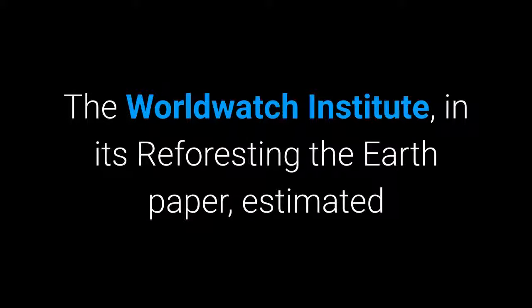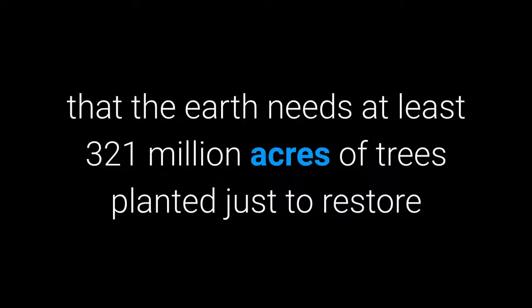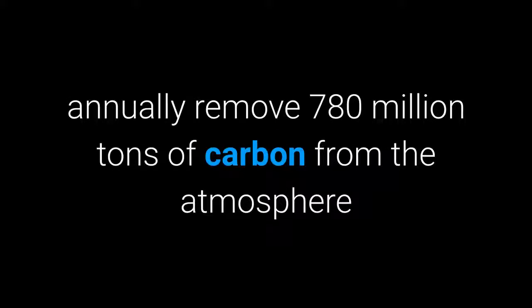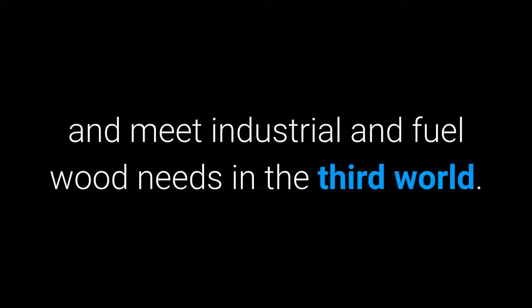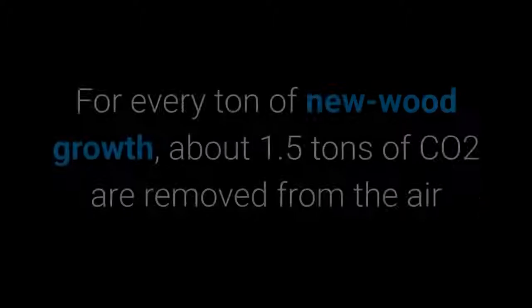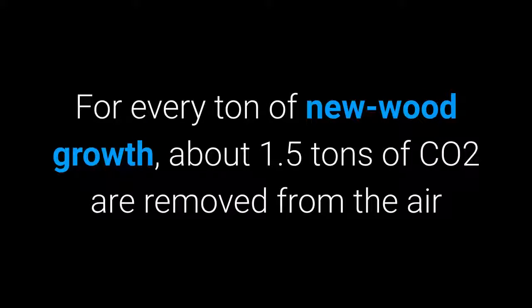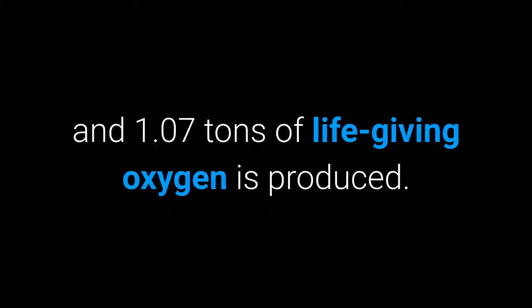The WorldWatch Institute, in its Reforesting the Earth paper, estimated that the Earth needs at least 321 million acres of trees planted just to restore and maintain the productivity of soil and water resources, annually remove 780 million tons of carbon from the atmosphere and meet industrial and fuel wood needs in the Third World. For every ton of new wood growth, about 1.5 tons of CO2 are removed from the air and 1.07 tons of life-giving oxygen is produced.